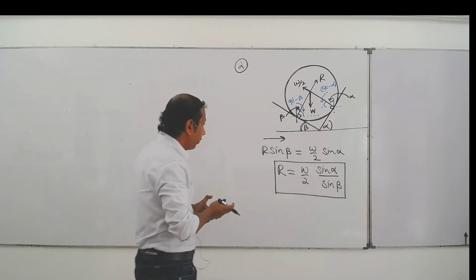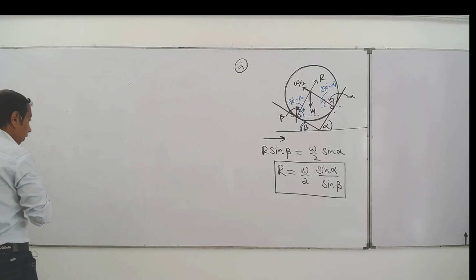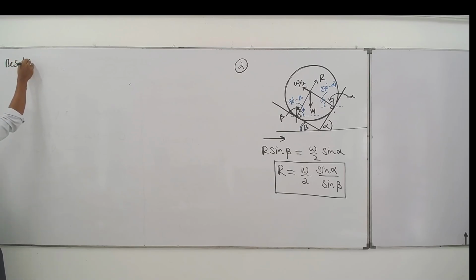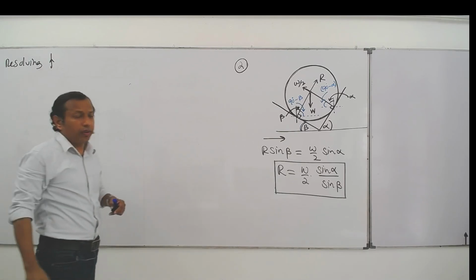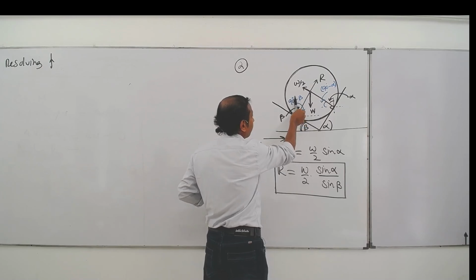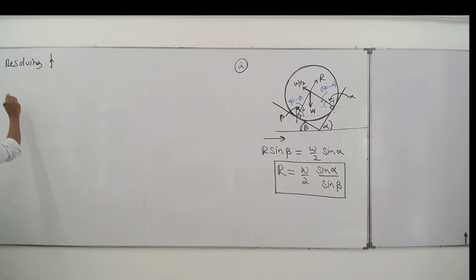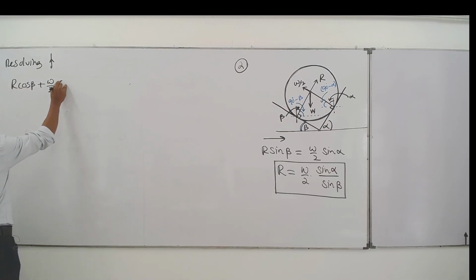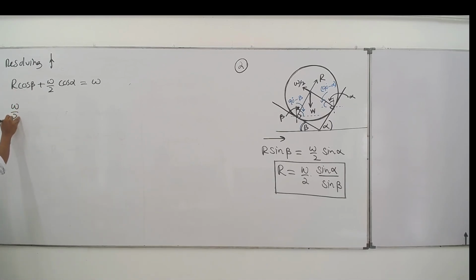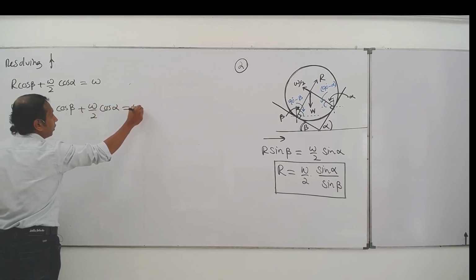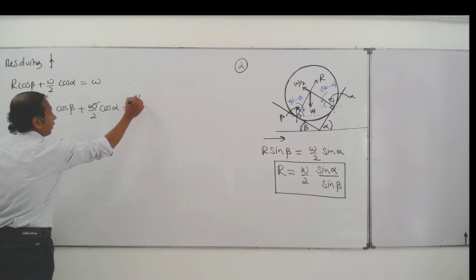Right, first one. Okay. So now we can resolve the forces vertically upwards. There we get this angle is beta, no? R cos beta, and here W by 2 cos alpha. R cos beta plus W by 2 cos alpha equals W, no? Substitute for this R: W by 2 sin alpha over sin beta is the value of R, into cos beta, plus W by 2 cos alpha equals W. W you can cancel down.